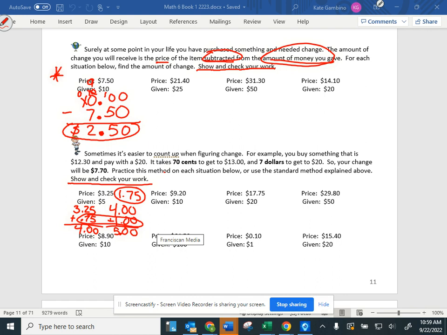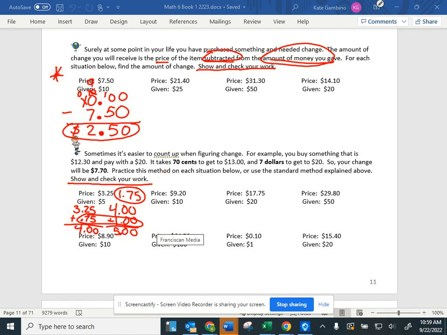So yes, the given amount is our bigger number. That's the amount that we're giving to the cashier, so that goes on top. We're going to subtract out the price of whatever, and the answer is how much change the cashier will give back to you. So you put your given on top, subtract out your price, and then you have your answer. That was a good question.